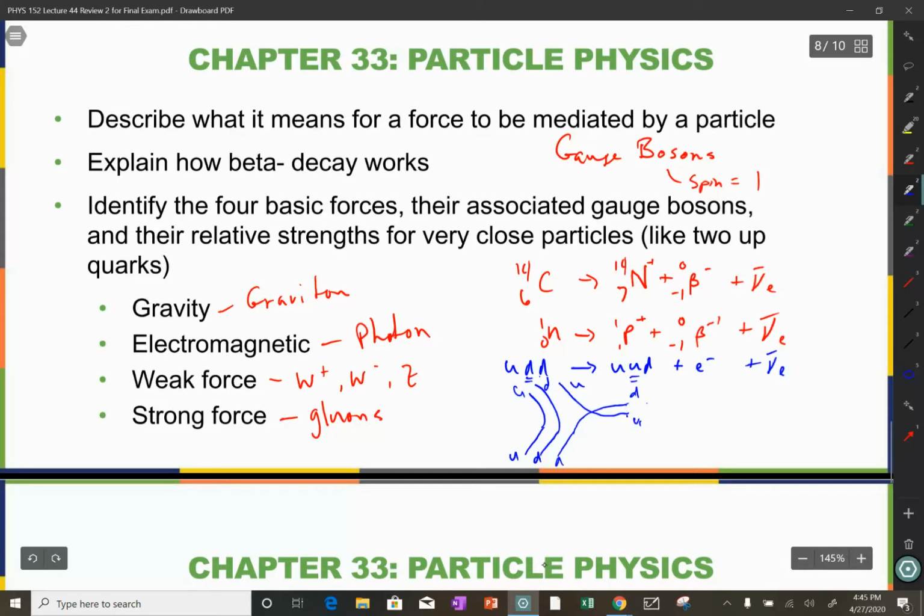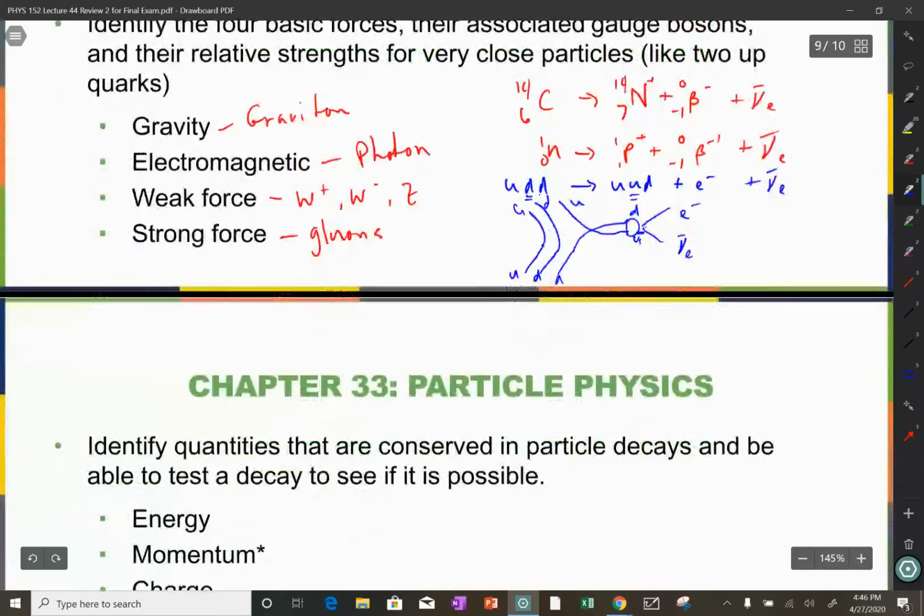And then you have here that produces the, and let's see, this is going to be an anti-up here. And this is, yeah. So it's a down anti-up. And so that's a Feynman diagram showing how the decay worked.